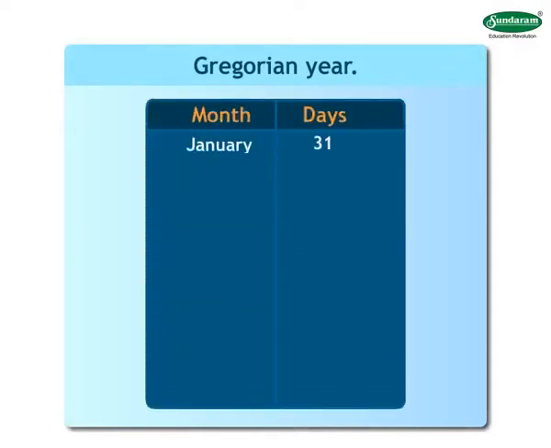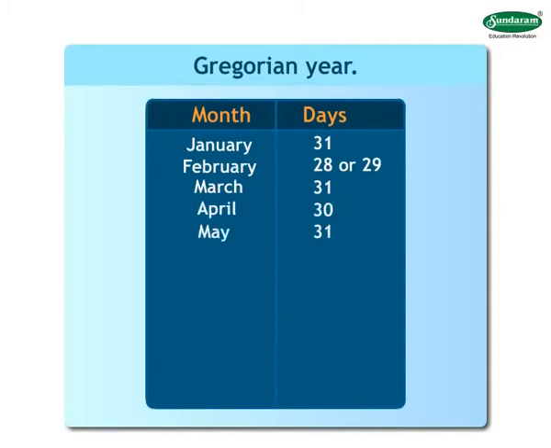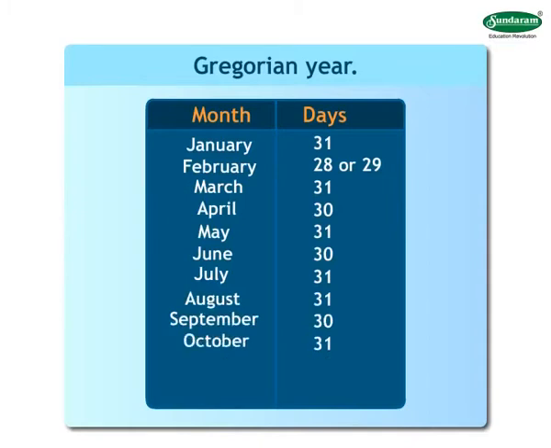January has 31 days, February has 28 or 29 days, March has 31 days, April has 30 days, May has 31 days, June has 30 days, July has 31 days, August has 31 days, and September has 30 days. October has 31 days, November has 30 days, and December has 31 days.